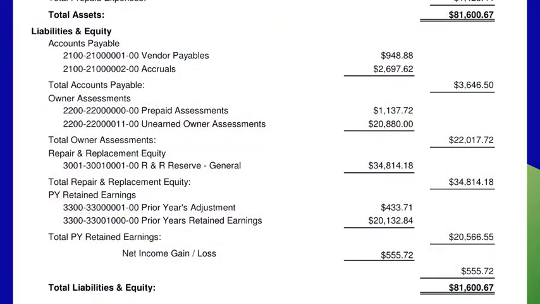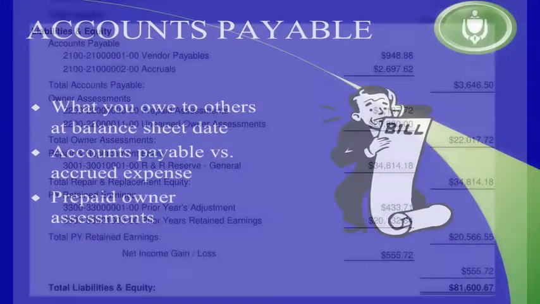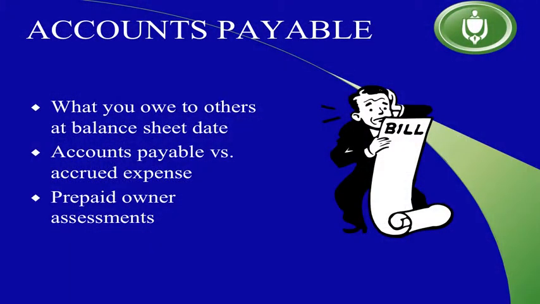The next section of the balance sheet is the liability section, and under that will be accounts payable. These are monies due to your vendors that have not been paid as of month end. So for example, if you have your June landscape bill and the check does not actually get cut to the landscape company until July, it will be set up as an accounts payable.